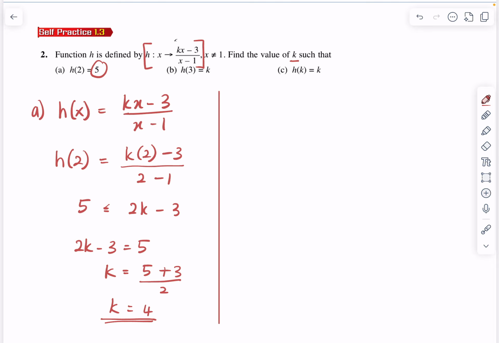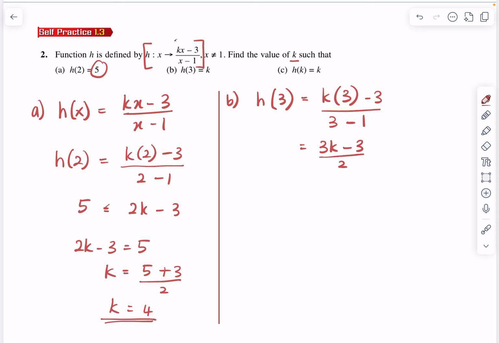Okay. And then part B. h(3) is k. So h(3), do the same thing. Just now h(2) we sub the 2 inside. So now h(3) we have to sub the 3 inside. So k times 3 minus 3 divided by 3 minus 1. So this will give us (3k minus 3) over 2.